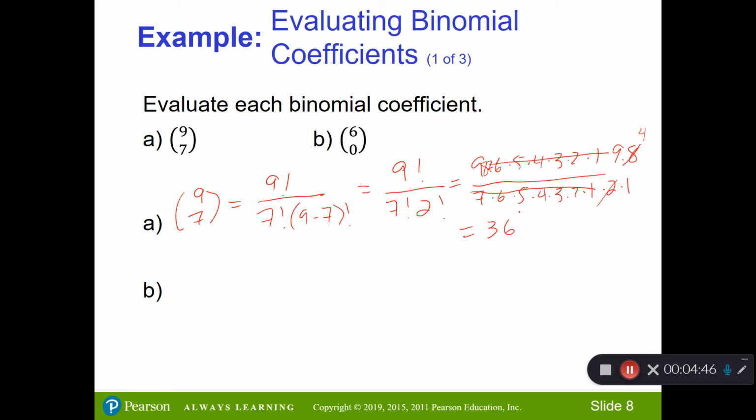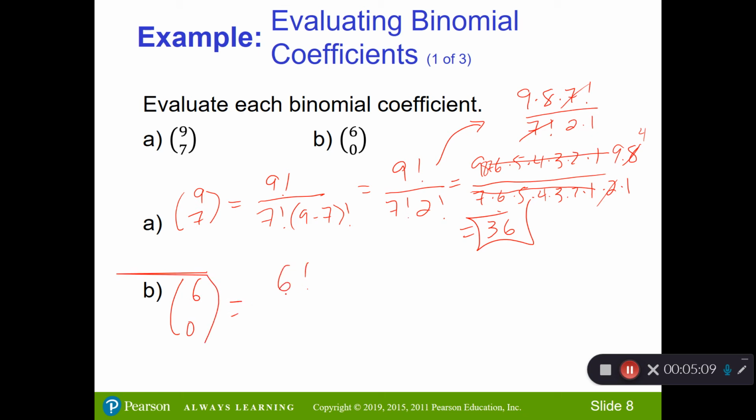Now, notice an easier way to do it is to expand this by saying 9 factorial is 9 times 8 times 7 factorial over 7 factorial, 2 times 1. Cancel the 7 factorials. 8 divided by 2 is 4. 9 times 4 is 36. We get the same answer. All right, let's do 6 choose 0.